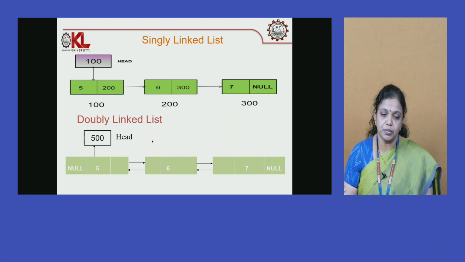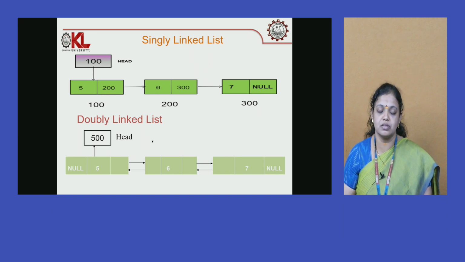Now look at the second picture, which is the doubly linked list. You can see one arrow in the forward direction and one arrow in the backward direction. So here we have how many links? Two links, a forward link and a backward link. This is our doubly linked list.